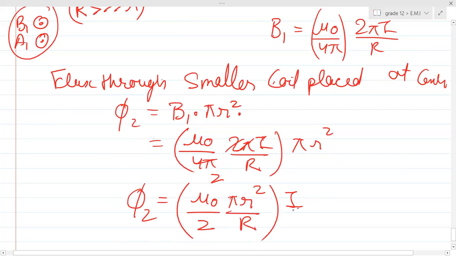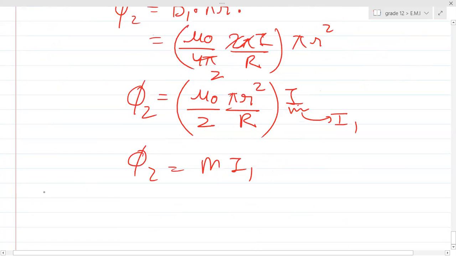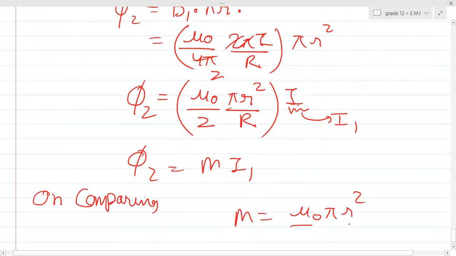Do you remember, this is the first coil in which the first current is flowing, right? This is I1. If I compare, can you tell me what is the value of M? So on comparing, M is equal to mu naught pi r square divided by 2. And that's the answer to this question. Are you getting my point, guys?